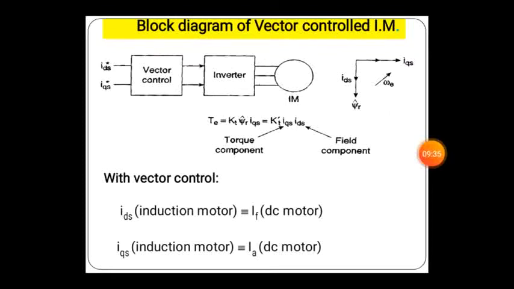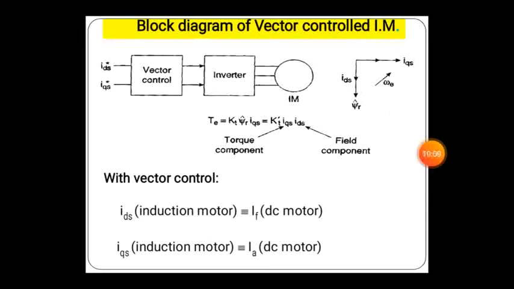And on the right side, the phasor diagram is shown. According to that, IDS and IQS are both orthogonal and rotate with speed omega e. Now the torque equation is given according to that, that is K_T times IQS times IDS, where IQS is the torque component and IDS is the field component.